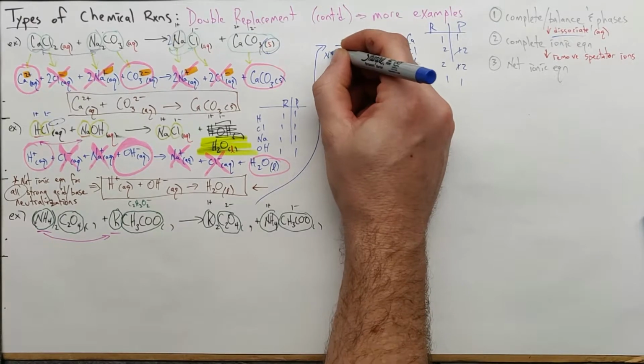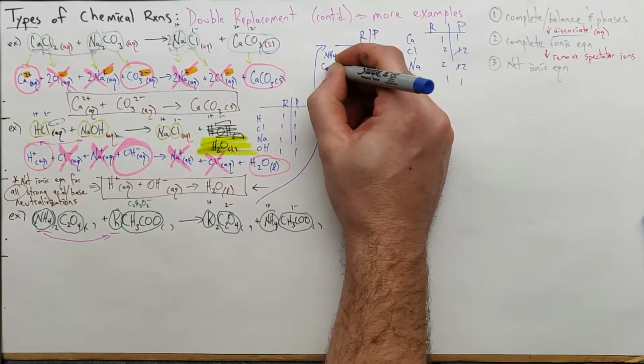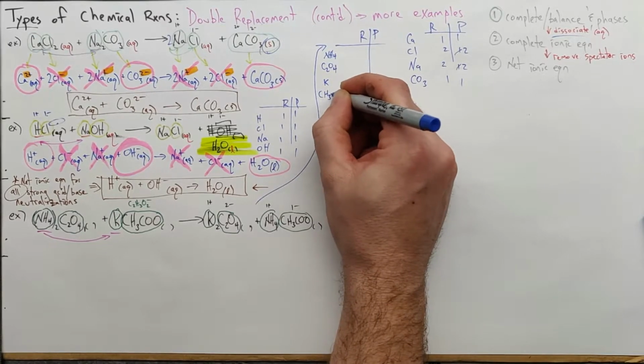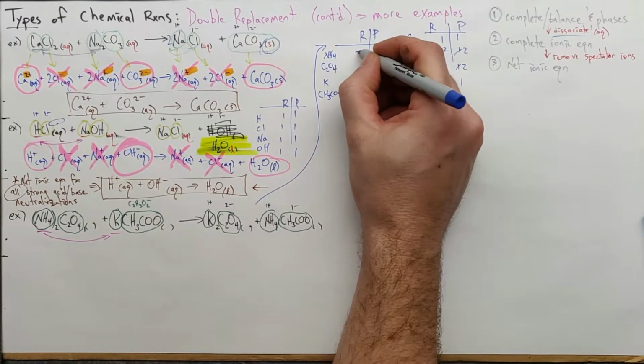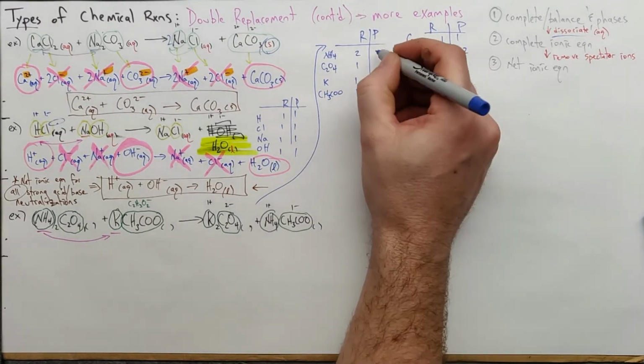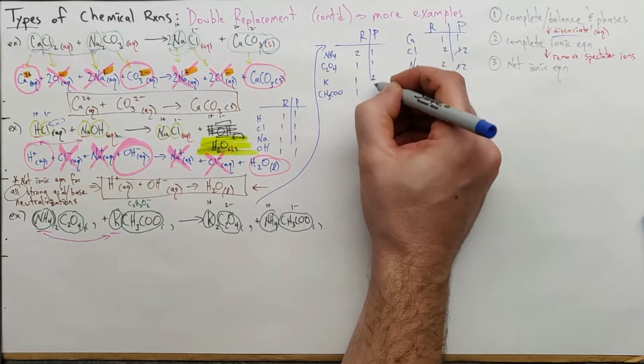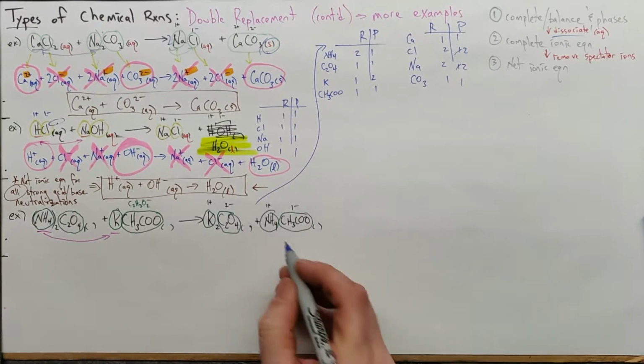We have ammonium and oxalate, potassium and acetate. 2, 1, 1, 1, right? Product side, I have 2 potassiums and 1, 1, 1. So we're going to have to fix the ammoniums on the product side.